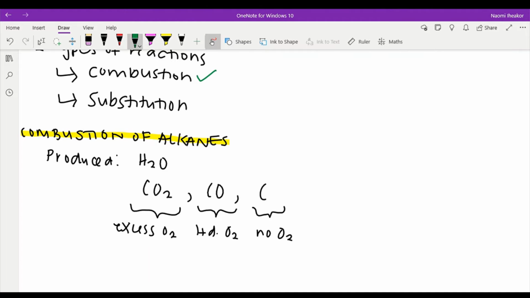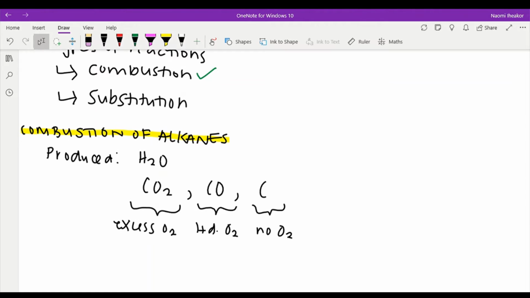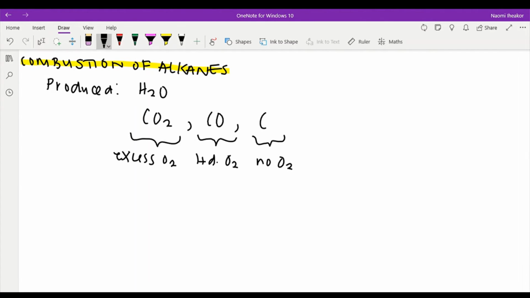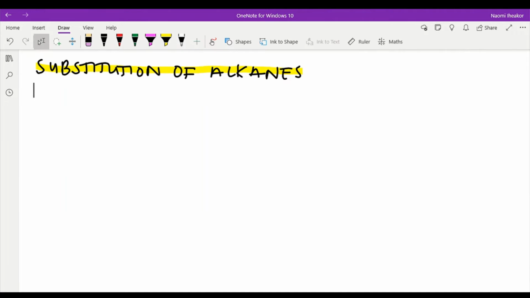Now remember, we still have one more reaction type to consider, and that's our substitution reactions of alkanes. So let's have a look at our substitution reactions. In terms of substitution of alkanes, we have quite a complex process that follows. But the first thing we need to know is that substitution of alkanes takes place when a halogen replaces one of the hydrogens on an alkane.